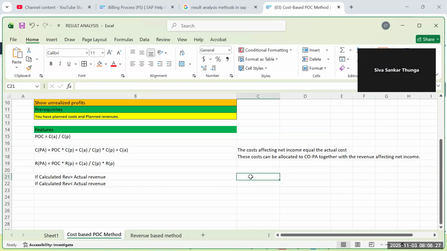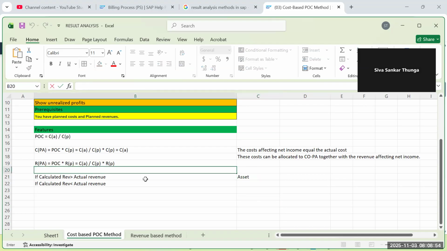Now tell me, will it generate a liability? If calculated revenue is greater than the actual revenue, sorry, this is not a liability. Actual revenue we are not raising, right? This is an asset, because my calculated revenue is greater.